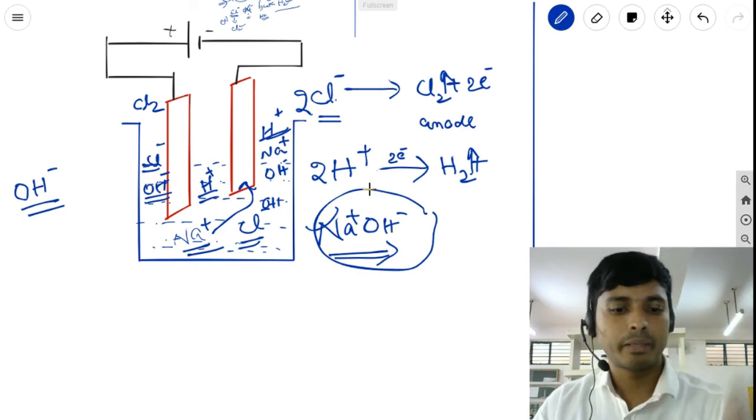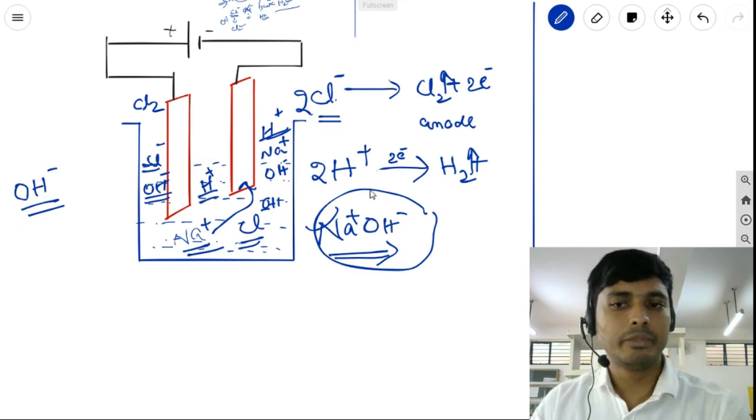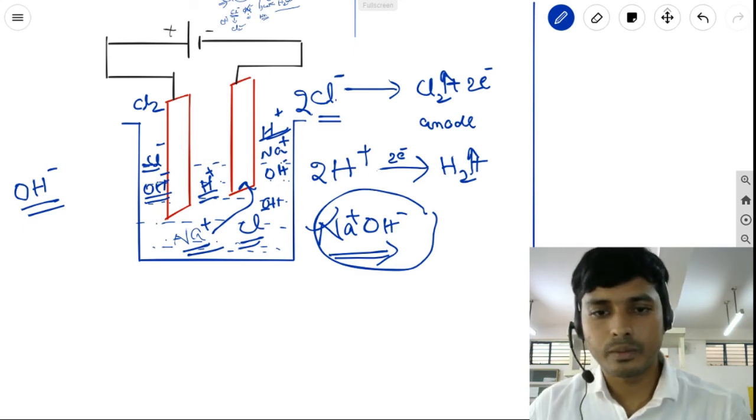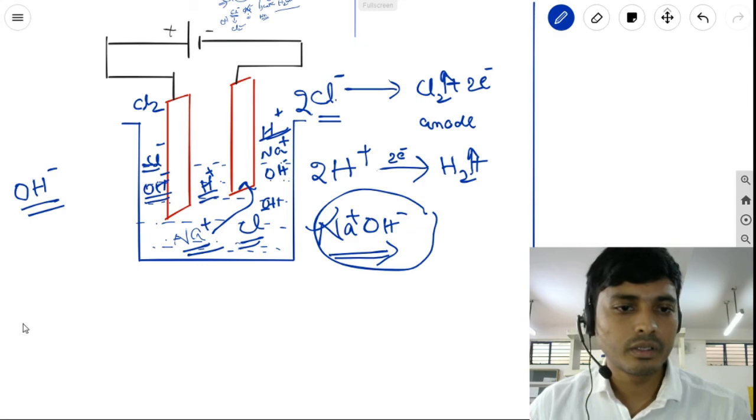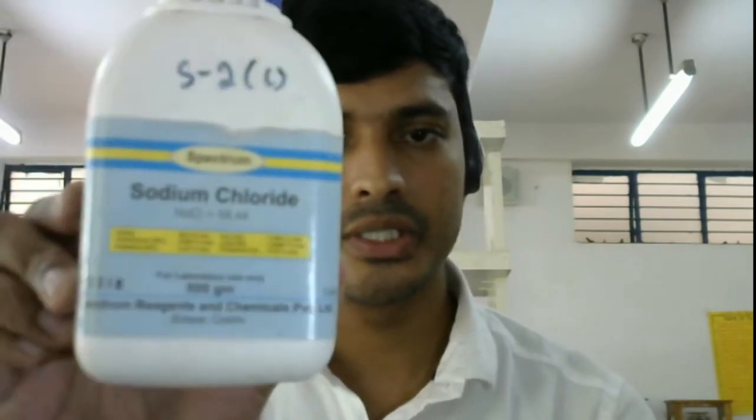I will show you the experiment. By that you will be very familiar with this topic. So what we required for this experiment: sodium chloride, which I have, and a 9 volt battery, which I have. The 9 volt battery is to pass the current, and an indicator to check whether acid is forming or base is forming.